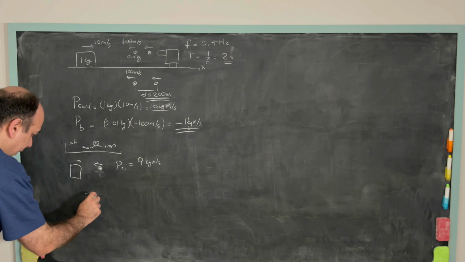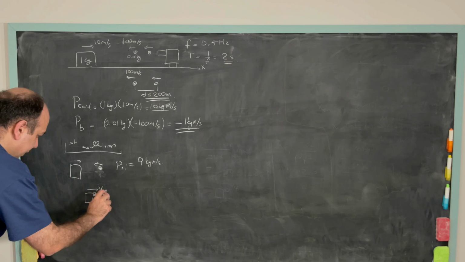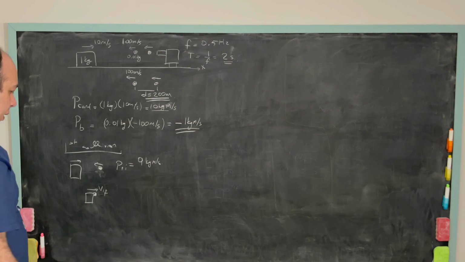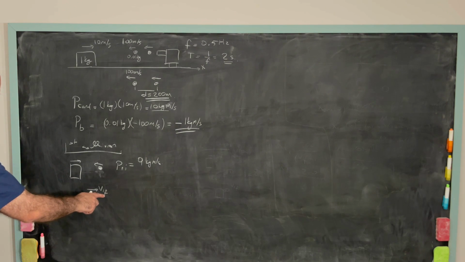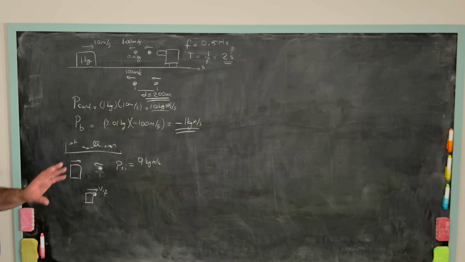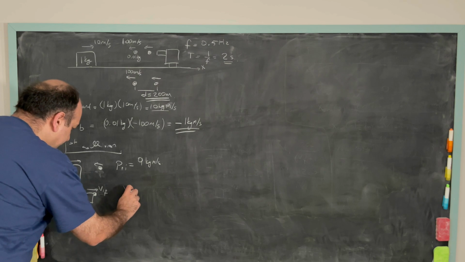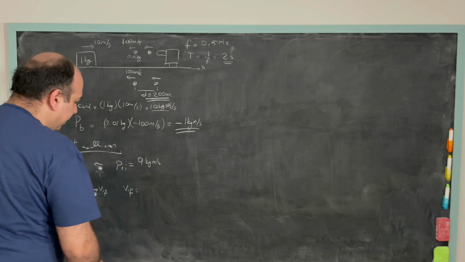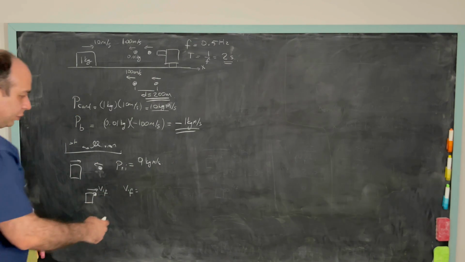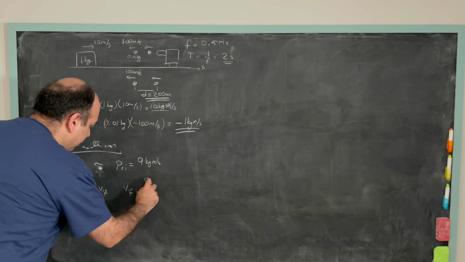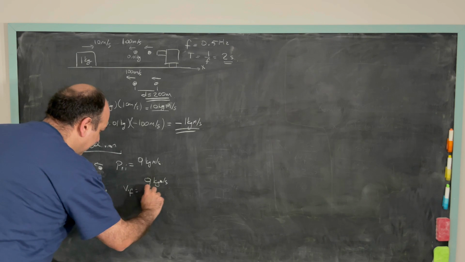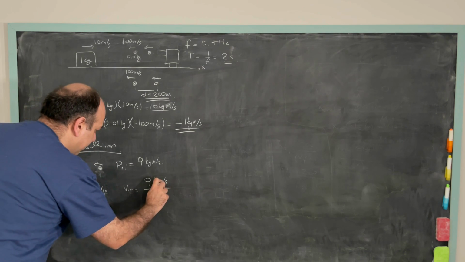After they collide, they move together to the right. Let's call this velocity V1 final, the final velocity after the first collision. V1 final will be equal to the momentum of this system, which is 9, because we conserve linear momentum in this collision. So it's 9 kilogram meters per second divided by the total mass of the system.